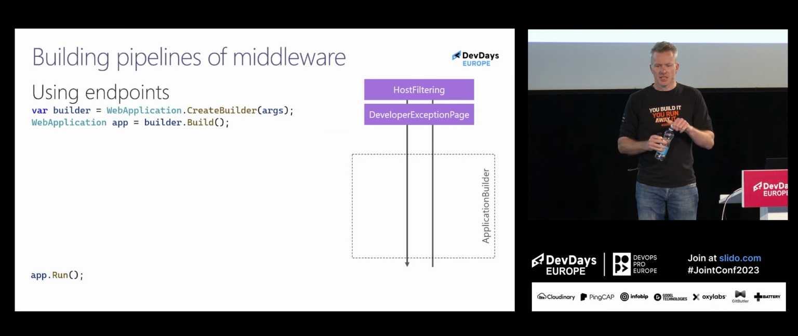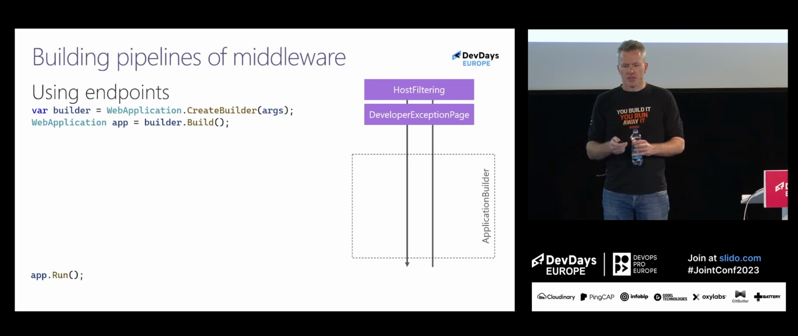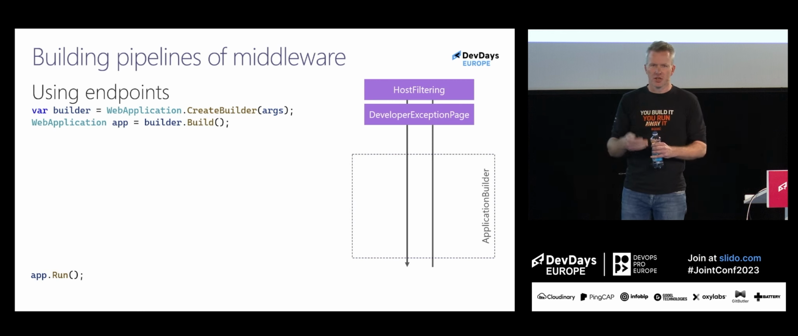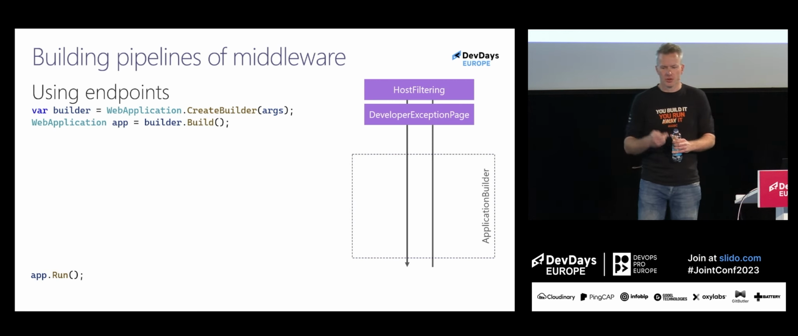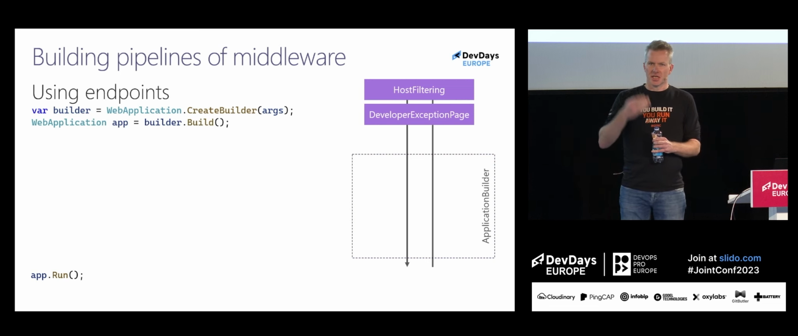Now, looking at the pipelines and the middleware, you have this set of endpoints that you need to define. If you use CreateBuilder, it will register two things by default. So the host filtering and the developer exception page in case you're doing a hosting from a development environment. So that's an environmental setting that you can override, but by default it's assumed, and then the developer exception page comes in.